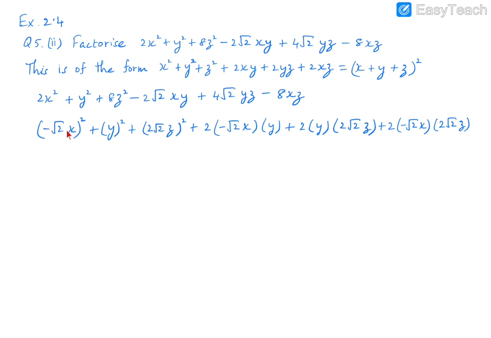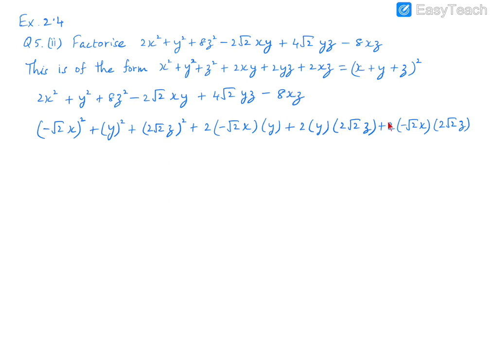So we have root 2x the whole square plus y squared plus 2 root 2 z the whole square plus 2 times x into y. So in place of x we have the first term, minus root 2x. So when we multiply this, we should get this term. So 2 into root 2 with a minus, so we have minus 2 root 2, x into y is xy. Then we have this term of y and z, 2 into 2, 4 into root 2 is 4 root 2, y into z is yz. And then we have the last term, it is minus 8xz.